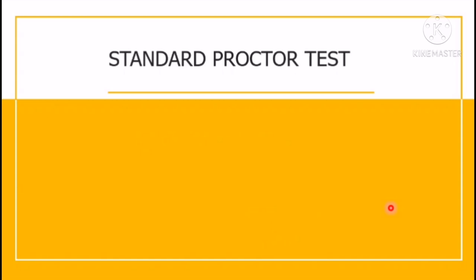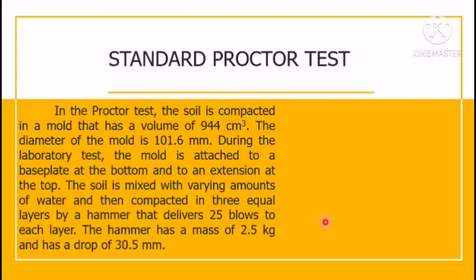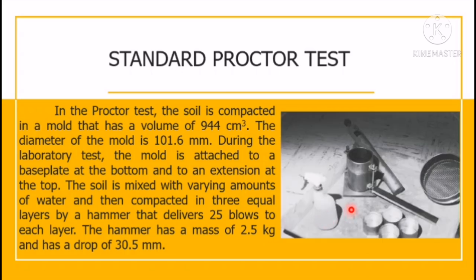So, there are ways in order for us to determine the optimum moisture content and the maximum dry unit weight of soil. And in the laboratory, number one test used is what we call the standard Proctor test. So, in the Proctor test, the soil is compacted in a mold that has a volume of 944 cubic centimeters. So this is a mold that is 944 cubic centimeters. And the diameter of the mold is 101.6 millimeters.